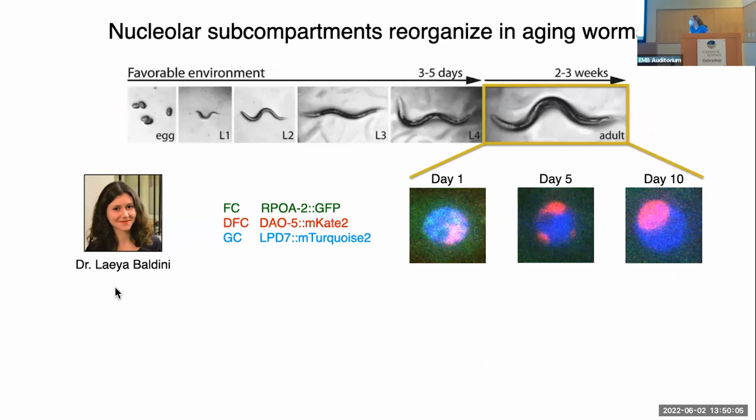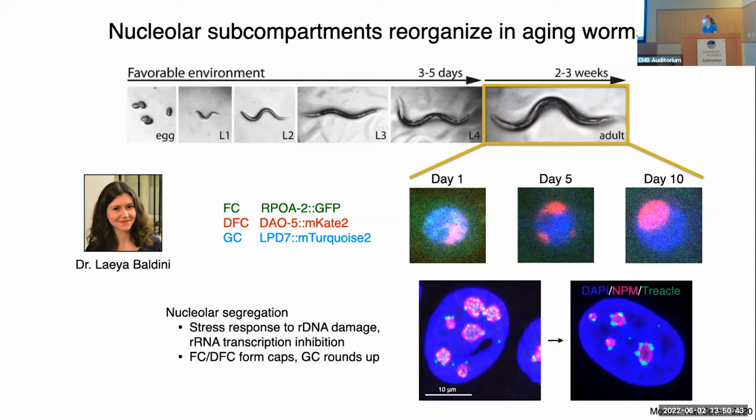And we have a new postdoc, Leah Baldini, who's looking at aging. And she found something really interesting. In early adults, she sees the same morphology that Peng saw in larvae, where you get a single GC with multiple inner compartments. But as the worms age, the nucleus seems to invert, where you get caps of DFC proteins on the periphery, and the GC rounds up.